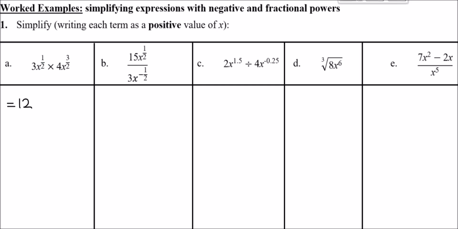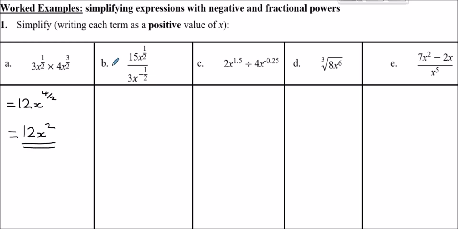The powers of x, remember we just add the powers together. So a half plus 3 halves, that gives us x to the power of 4 halves. But I'm hoping you know that 4 halves is the same as 2. So that just becomes 12x squared.